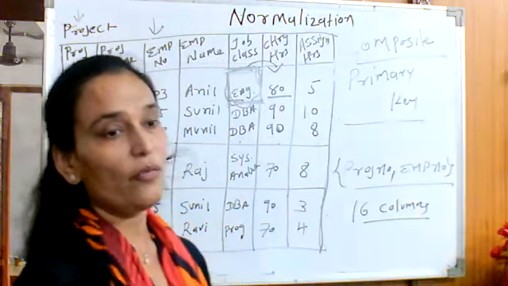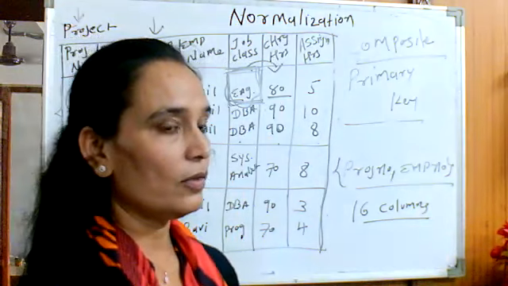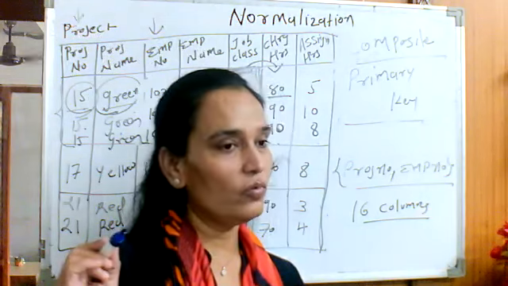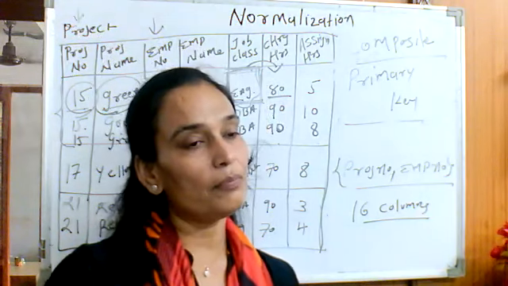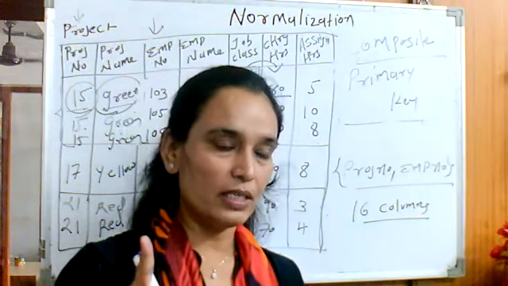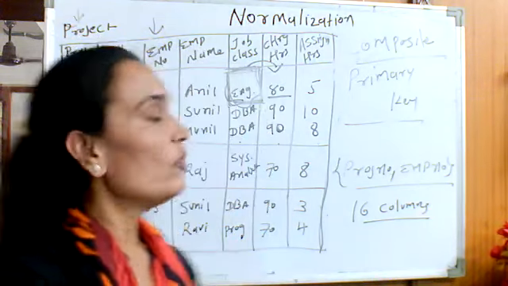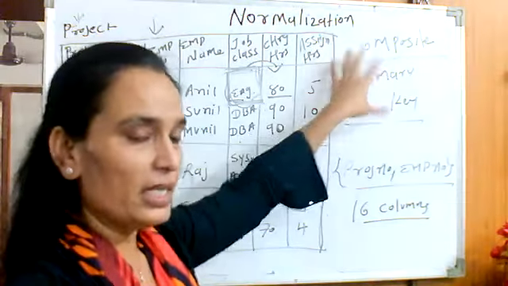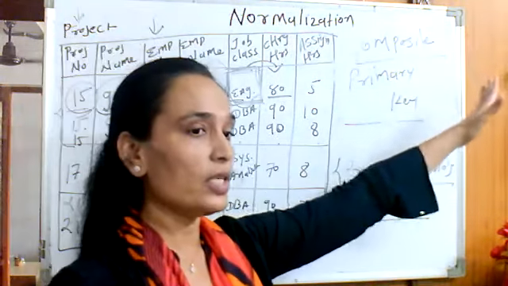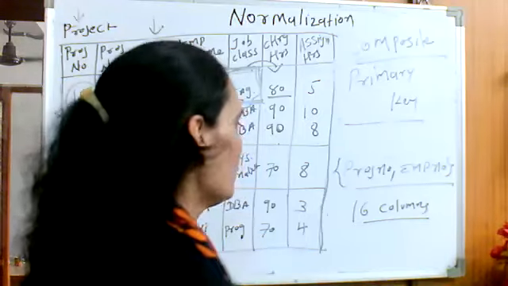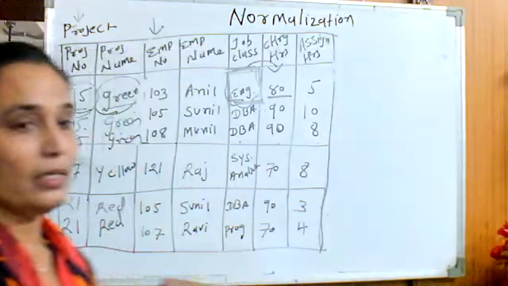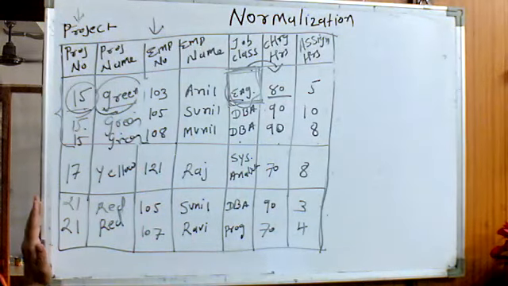Can we give more than one primary key on one table? No, we cannot assign more than one primary key on one table. But we can combinedly give one primary key on one table. So we have combined project number and employee number as a composite primary key, and we can do this up to 16 columns.